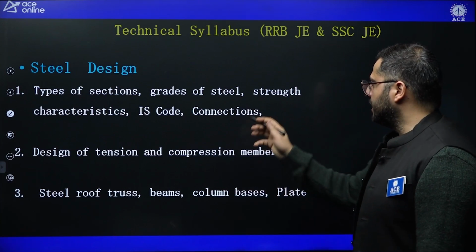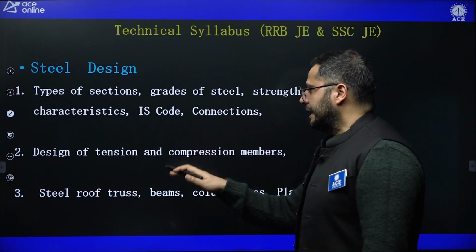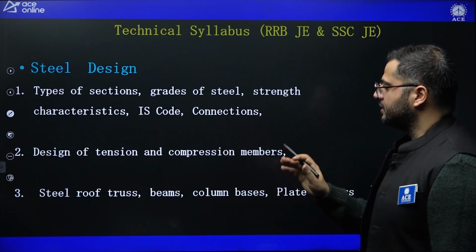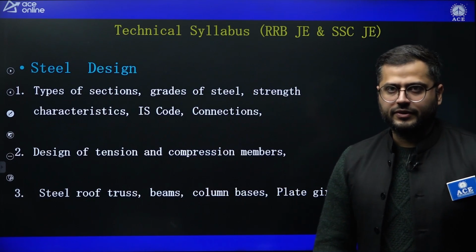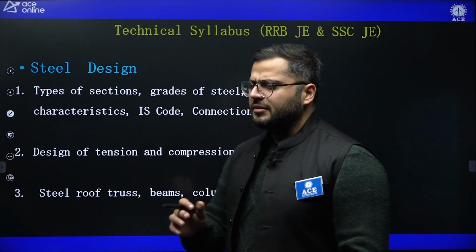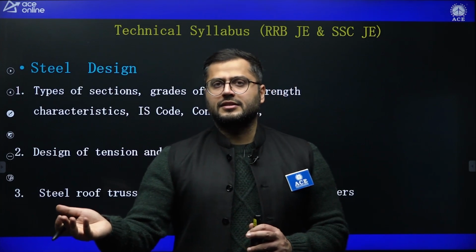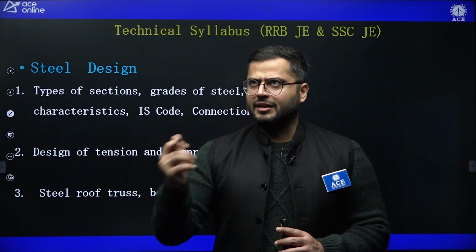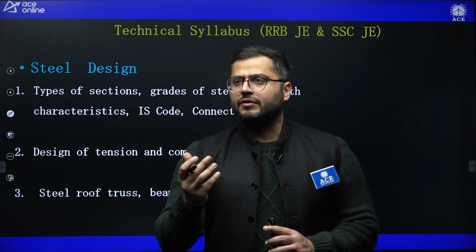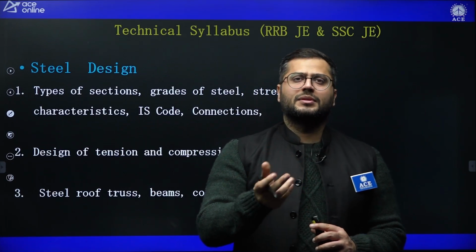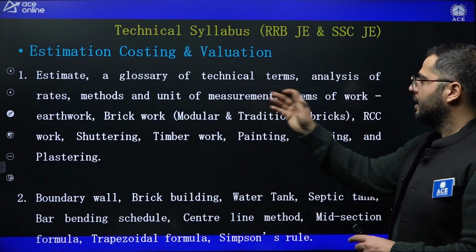Types of sections, grade of steel, strength, characteristics, IS code, connections, design of tension and compression members, steel roofs, beams, column bases, plate girders. All of these topics are to be covered, right? And basics of working stress method of design, because recently in various state level examinations, for example TSPSC, they asked questions from steel which were from working stress method. They asked permissible stresses, right?